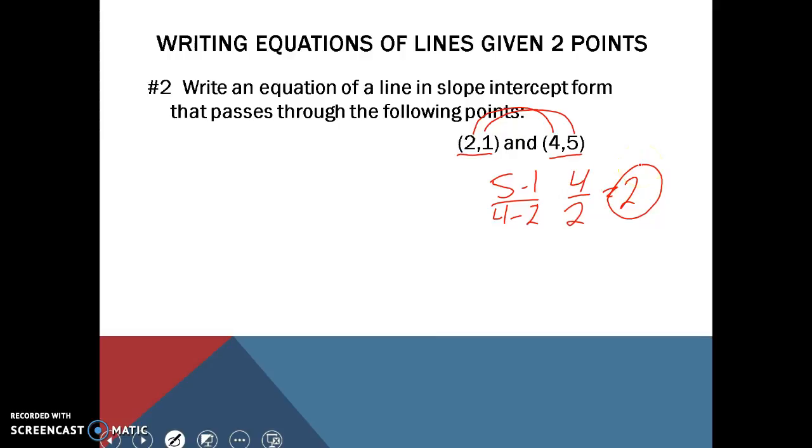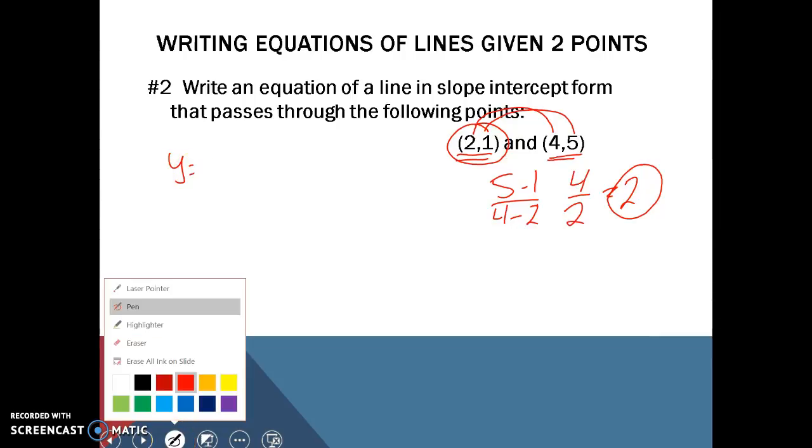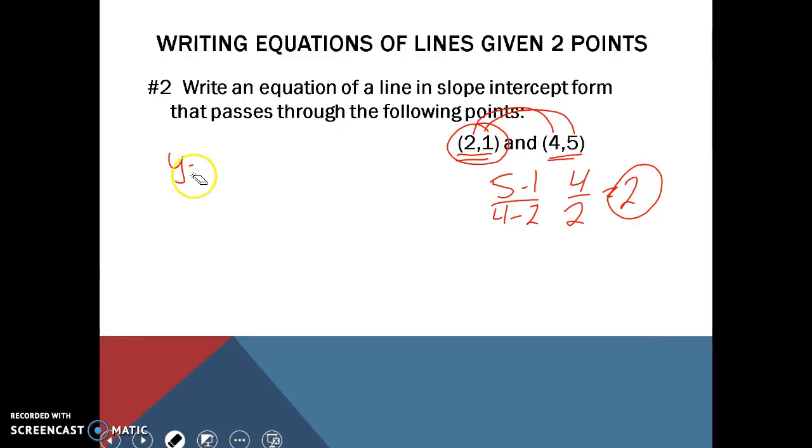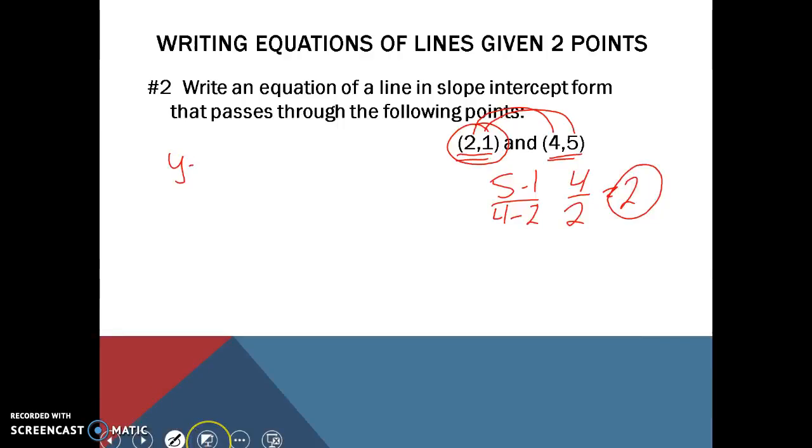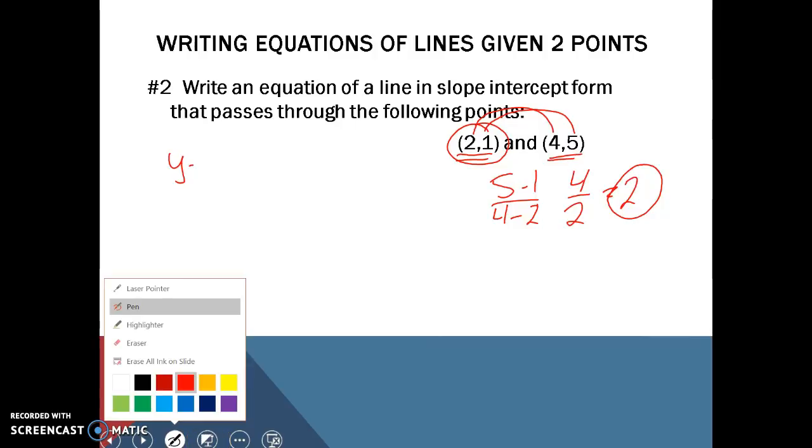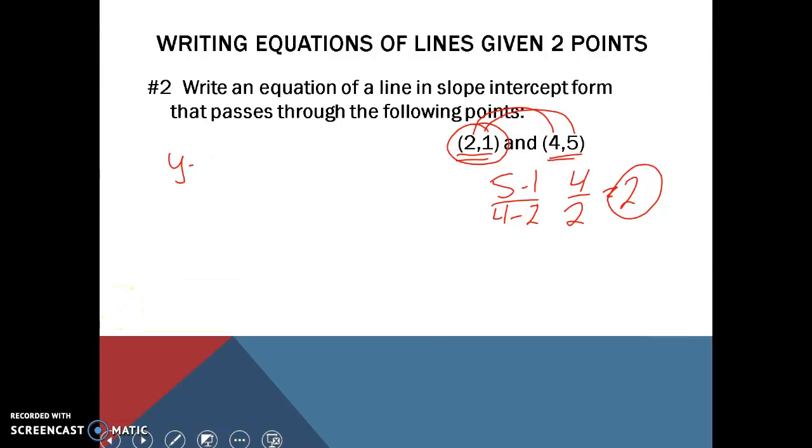Then I can pick either one of these points, and it doesn't matter which one. I'm going to pick this one just because the numbers are smaller, and I'm going to use this equation. Again, this is our point slope form. It is going to be y minus y1 equals our slope times x minus x1.